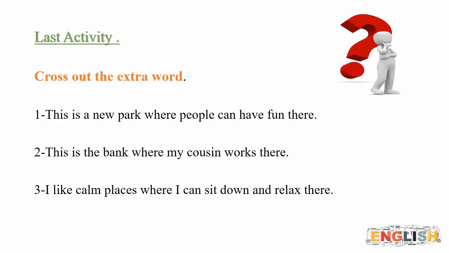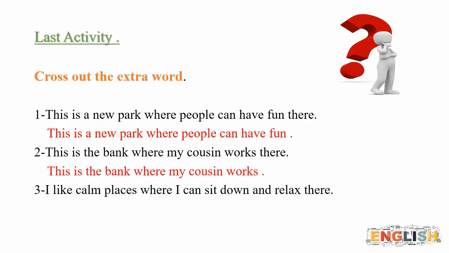Alright, let's start with number 1. So we say here, this is a new park where people can have fun. Thank you very much. We need to cross out the word there. Sentence number 2, this is the bank where my cousin works there. Great. So we need also to cross out the word there. So this is the bank where my cousin works. Last one. Excellent, guys. I like calm places where I can sit down and relax. So we need also to cross out the word there.